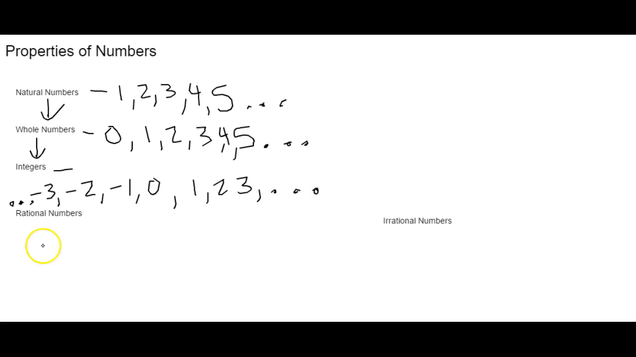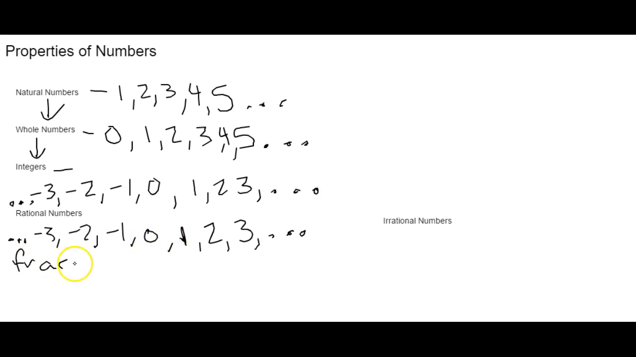And rational numbers includes everything we've already listed. So it includes all the whole numbers, all the natural numbers, all the integers, but it adds a few more categories, all the numbers in between. So there's a couple ways to represent numbers in between. You can write them as fractions. Any fraction is a rational number.